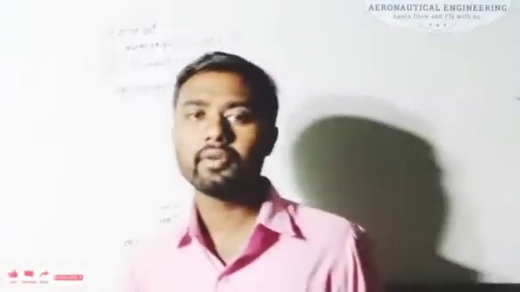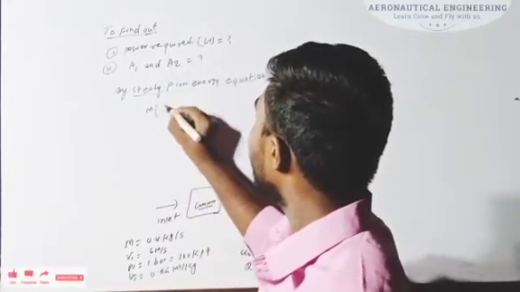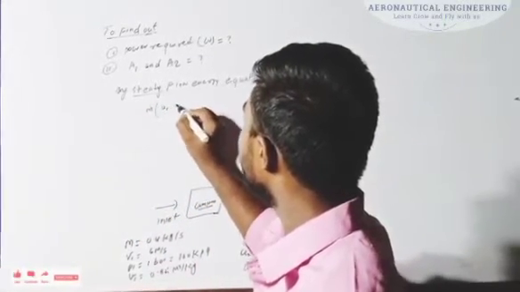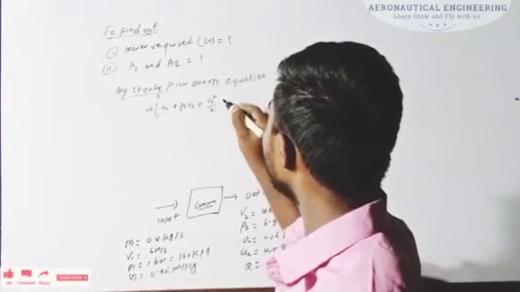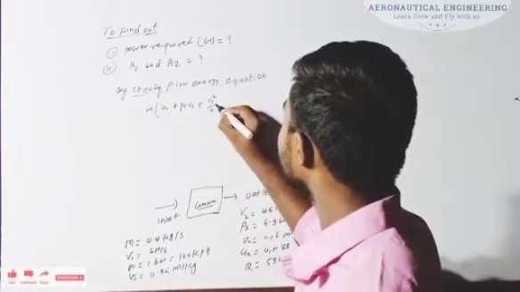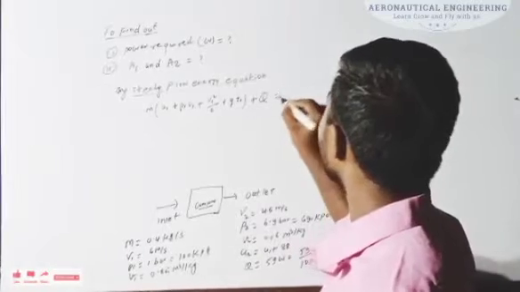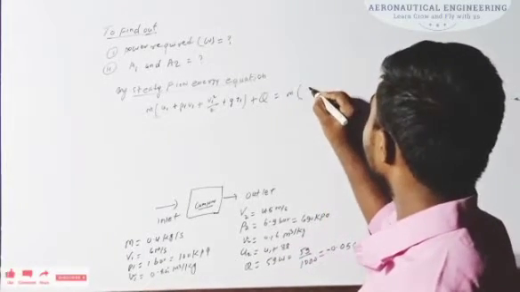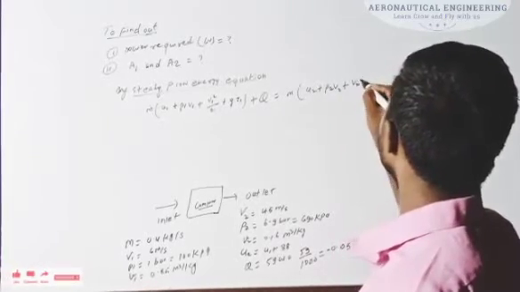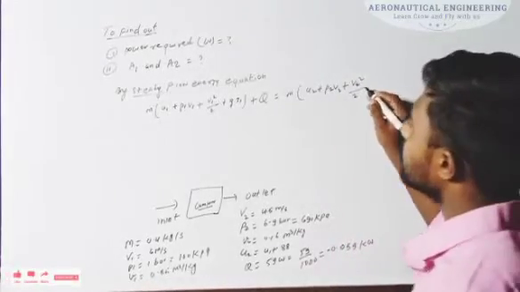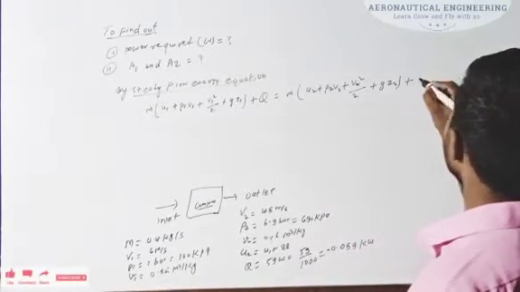We know that the steady flow equation, the general equation, is given as m dot u1 plus p1 v1 plus v1 square upon 2 plus g z1 plus q equal to m dot u2 plus p2 v2 plus v2 square upon 2 plus g z2 plus w.